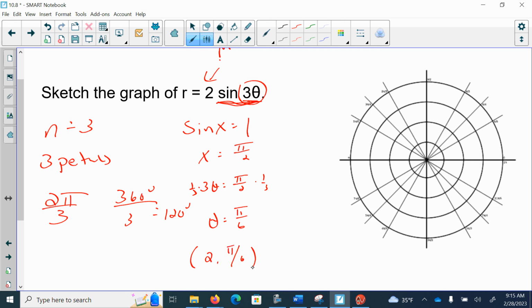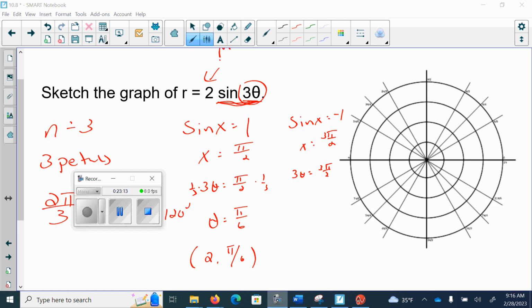So that's my max. To find my min, I say when is the sine of x equal to -1? That happens when x is equal to 3 pi over 2. So then I say 3 theta is equal to 3 pi over 2. So divide by 3 or multiply by 1/3, and I'm going to get theta is equal to pi over 2. So then I'm going to have -2 would be the r, and then I'm going to have pi over 2. So when I plot these first points, the first point is (2, pi over 6).